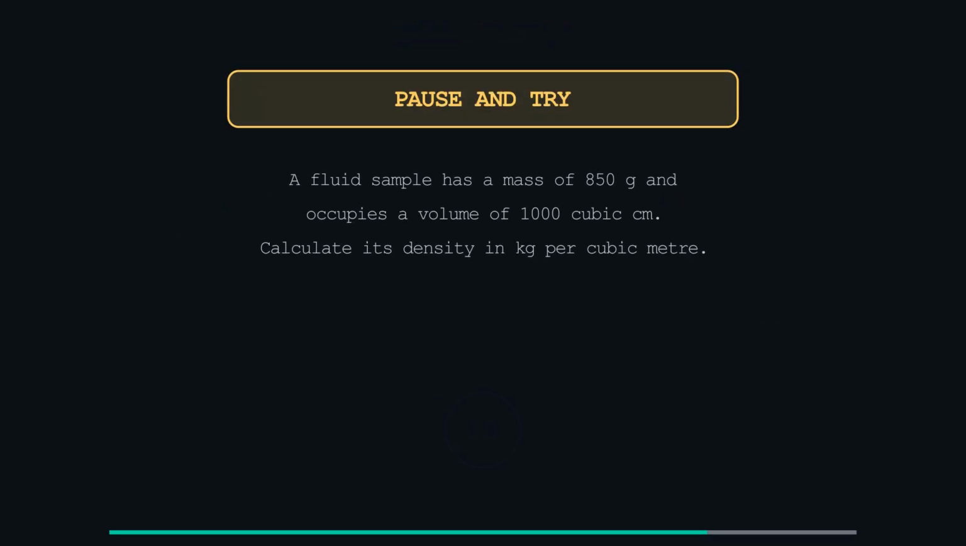Here is one for you to try. A fluid sample has a mass of 850 grams and occupies a volume of 1,000 cubic centimeters. Calculate its density in kilograms per cubic meter. Pause the video now.